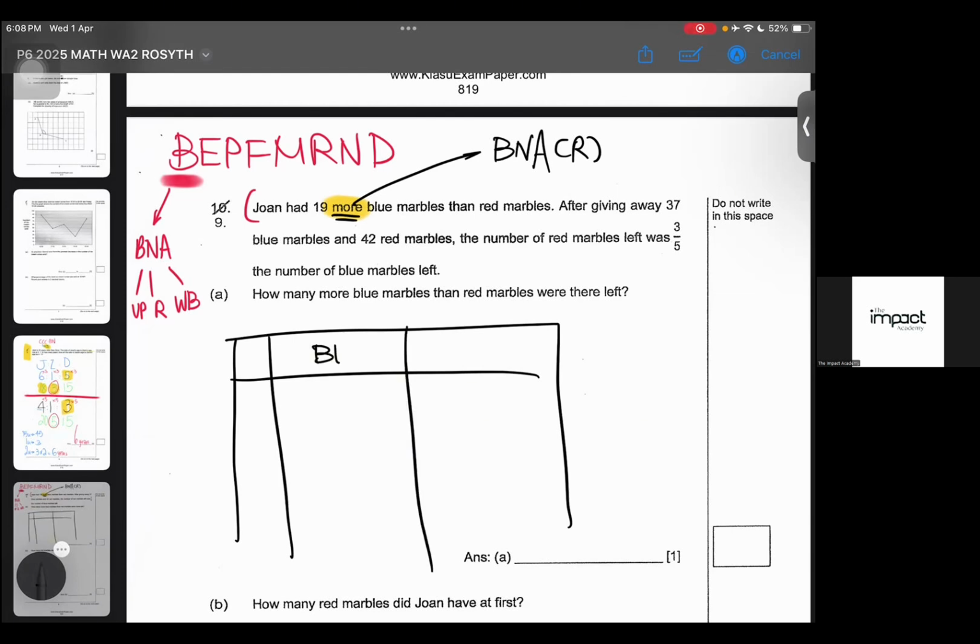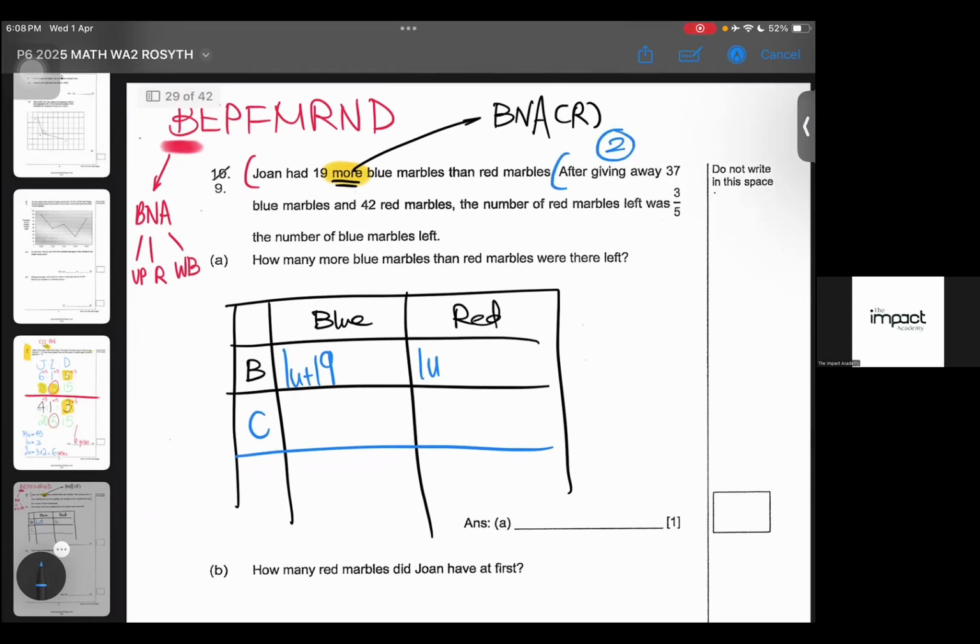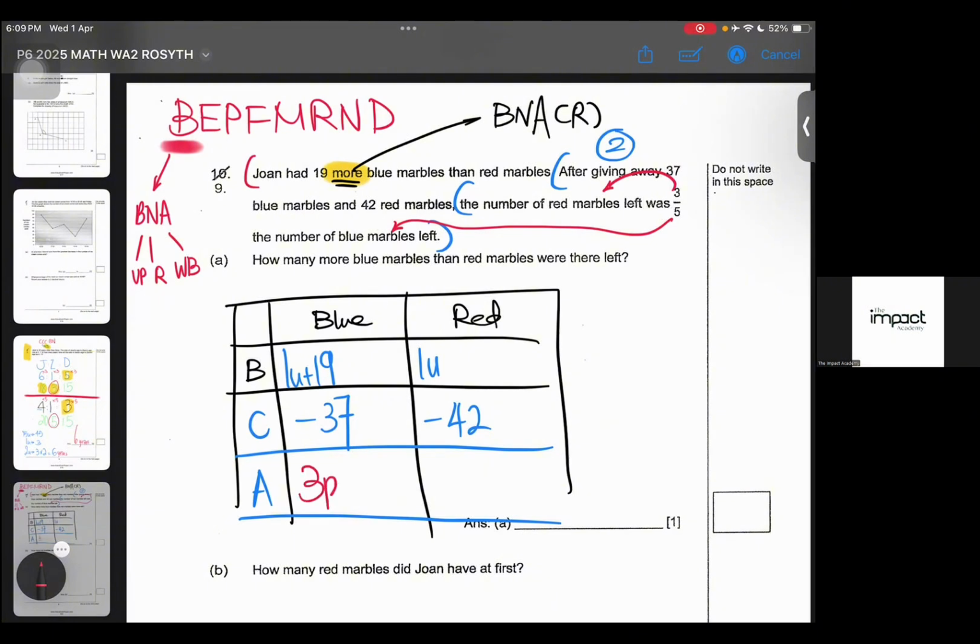All right, you have blue over here and red over here. We know that for blue, it's 1 unit plus 19. Agree or disagree? Then for red it's 1 unit. Then I'll change over here. Sentence number 2: minus 37 for blue, then minus 42 for red. They have now done a regrouping, right? Now they say the number of red marbles was 3 over 5, so 3 goes to red marbles and 5 goes to blue. So red is 3/5, which is 3P. Very good. So we put 3P.